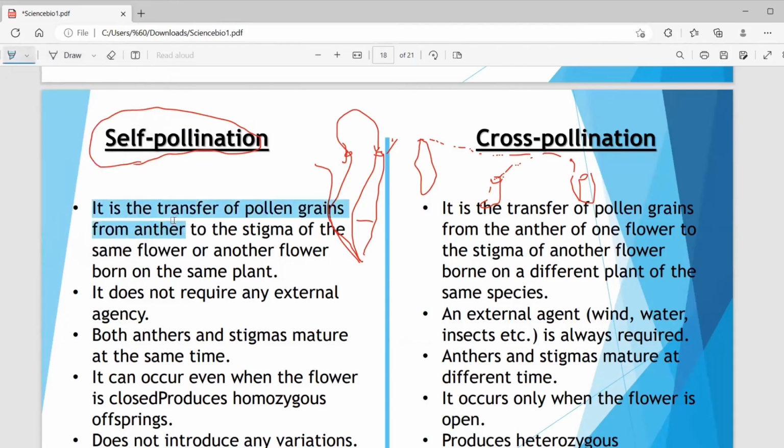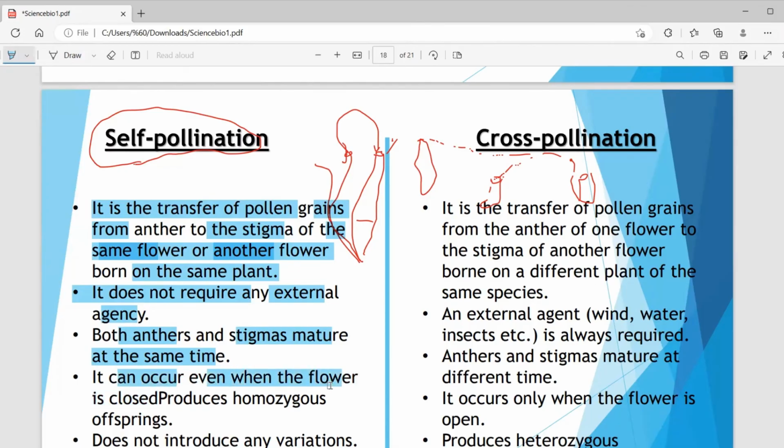It is the transfer of a pollen grain from the anther to the stigma of the same flower. That is very important. Same flower or another flower on the same plant, right? So it does not require any external agency. Both anthers and stigmas are mature at the same time. In self-pollination, it is very important to match the stigma and the anthers, which need to mature in the proper time period.